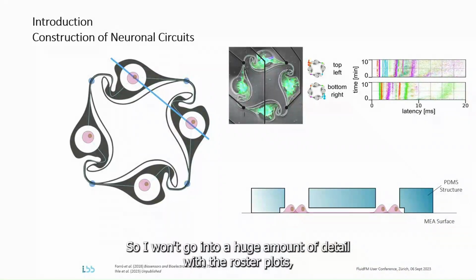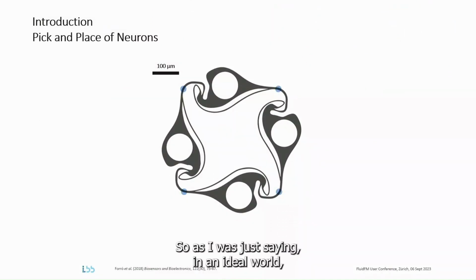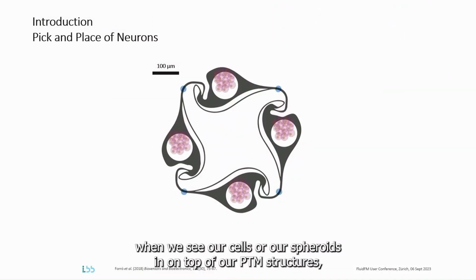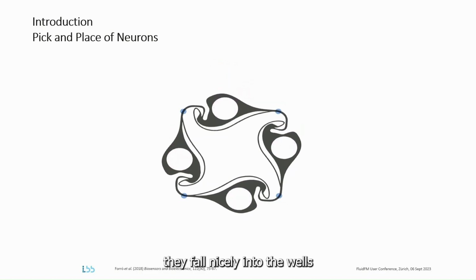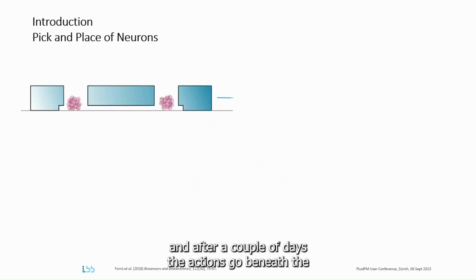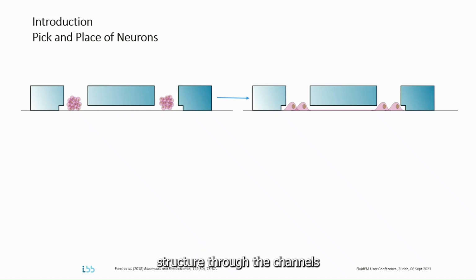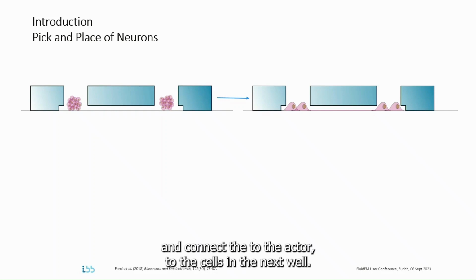I won't go into a huge amount of detail with the raster plots, but I'll explain how we then build our circuits. As I was just saying, in an ideal world, when we seed our cells or spheroids on top of our PDMS structures, they fall nicely into the wells. After a couple of days, the axons grow beneath the PDMS structure through the channels and connect to the cells in the next well.